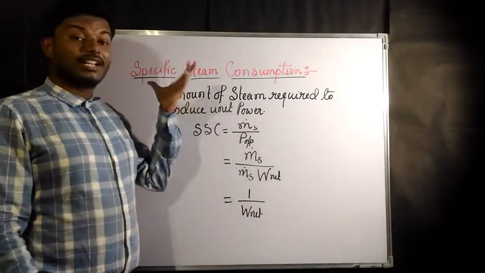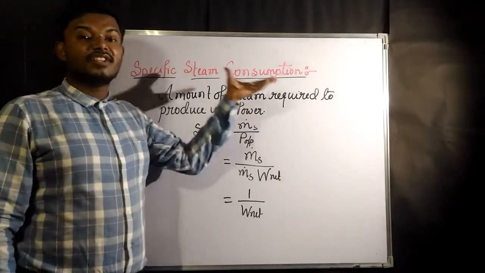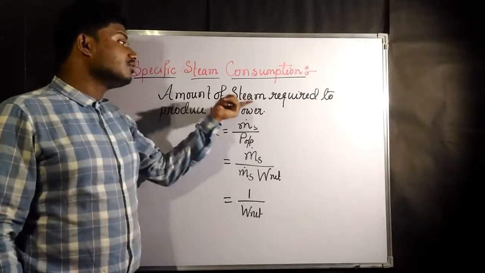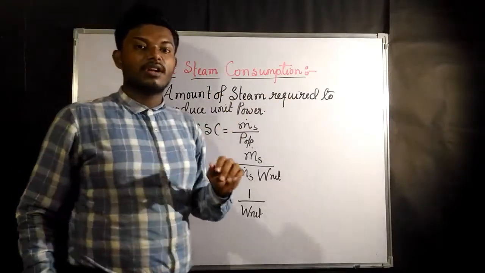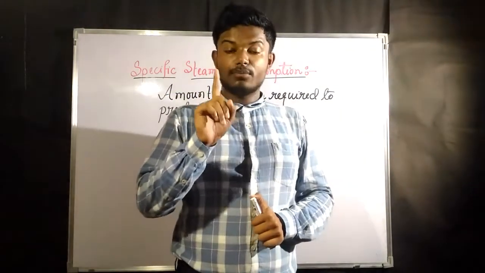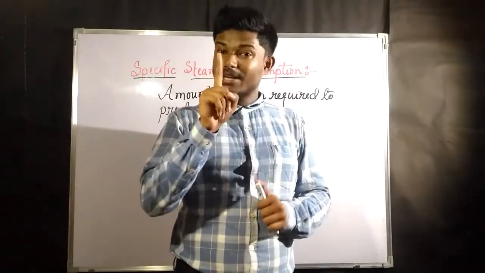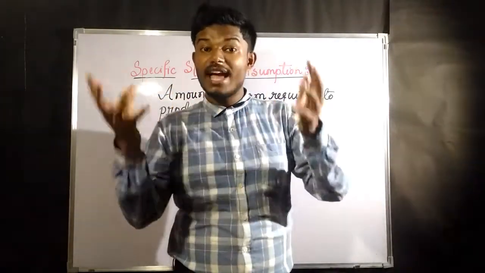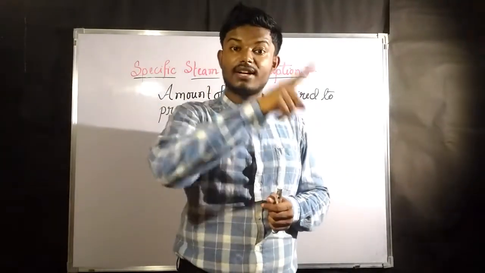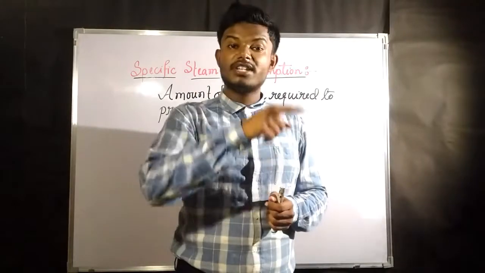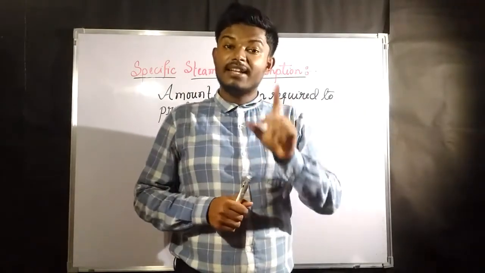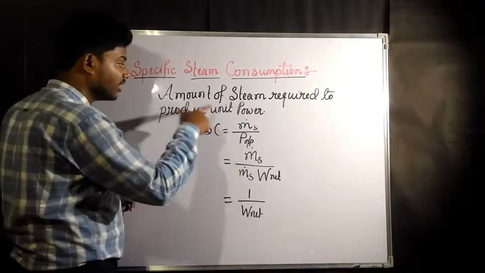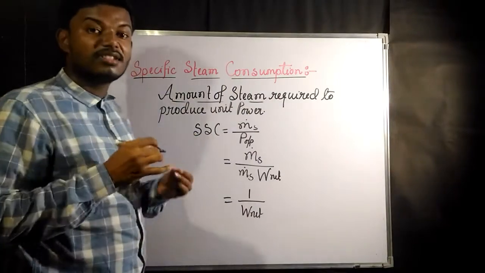The next term which you need to remember is specific steam consumption. What is the definition of specific steam consumption? It is nothing but the amount of steam required to produce unit power. That means to produce 1 kilowatt of power, or 1 unit of power, what is the amount of steam you need to circulate through the machine parts of the steam power plant? That amount of steam is known as specific steam consumption.